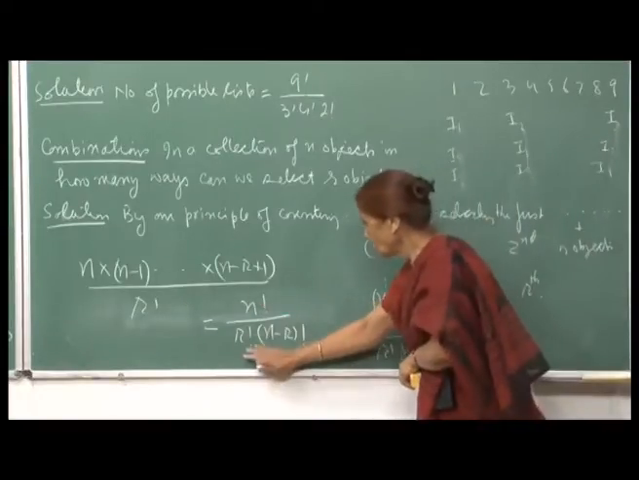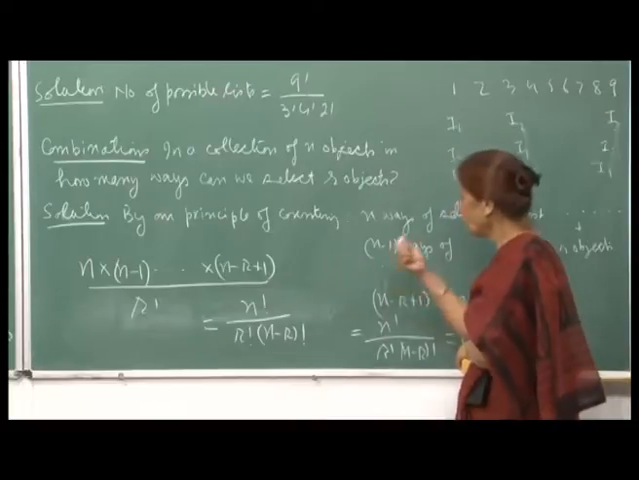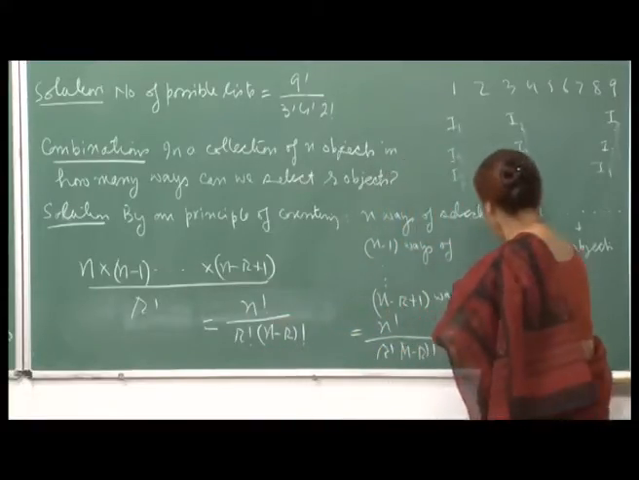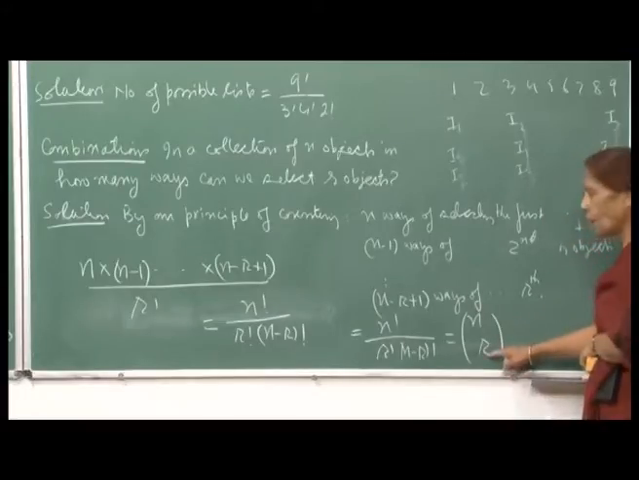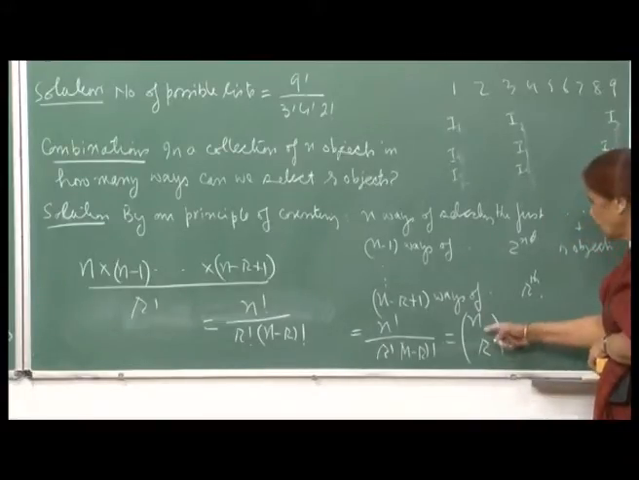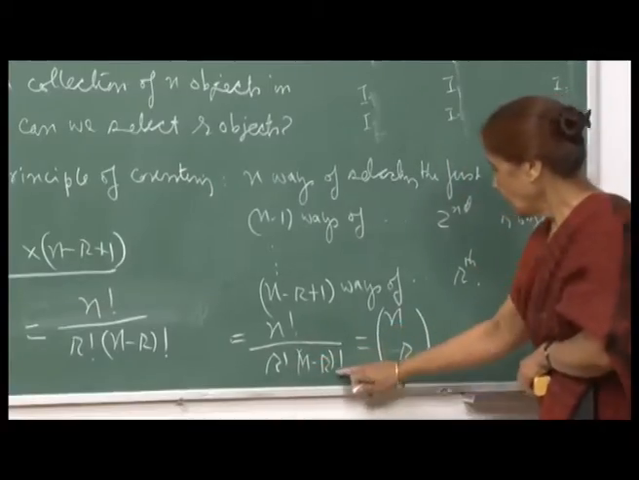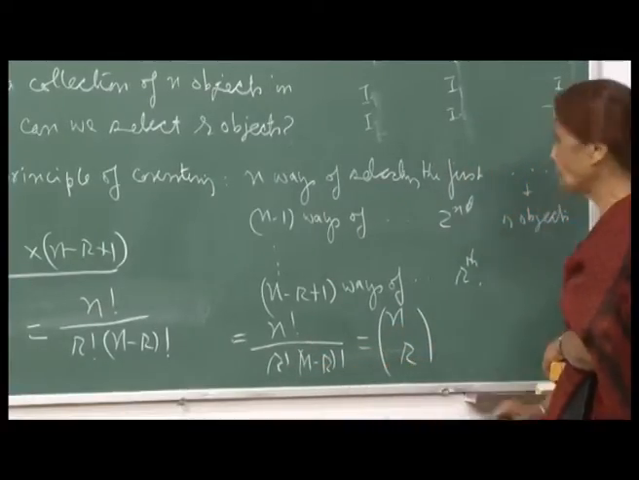So, it is simply which R objects get selected, it does not matter in what order they got selected. So, therefore, the total number of ways in which you can pick up R objects from n objects would again be given by this number, and normally we say n choose R. This is the notation for this number, n factorial divided by R factorial times n minus R factorial. So, this is n choose R.